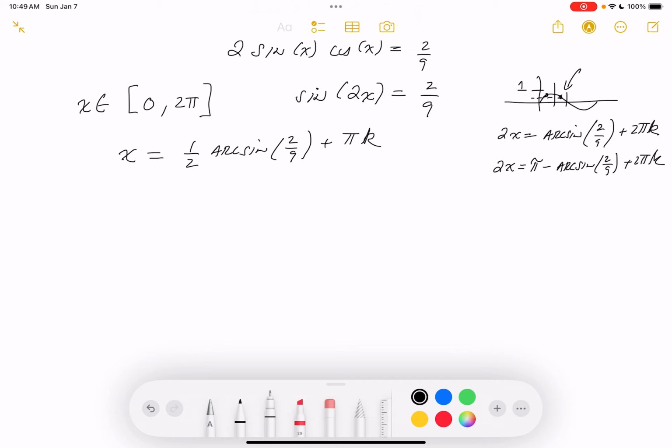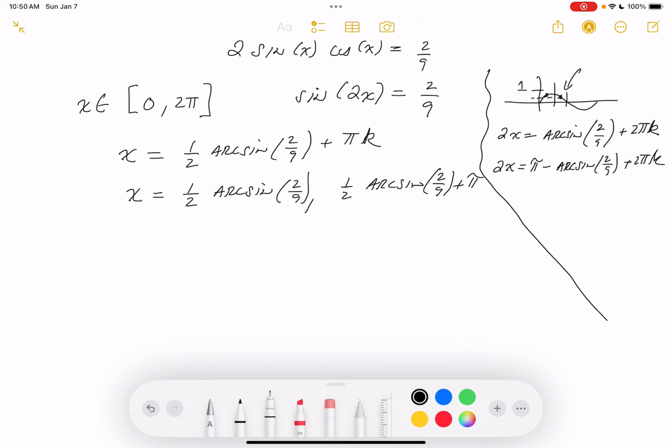So x could be equal to, I could take k to be 0, by the way. You get 1/2 arc sine of 2/9. You could also get another one, and it's going to be 1/2 arc sine 2/9 plus pi. But I can't go to 2 pi. All right, let's put the next one down. So I got two answers there.